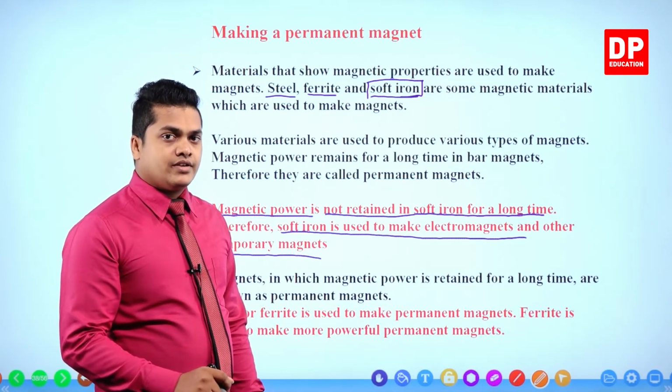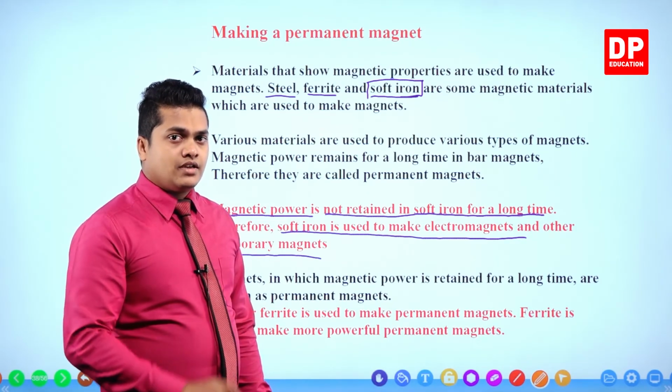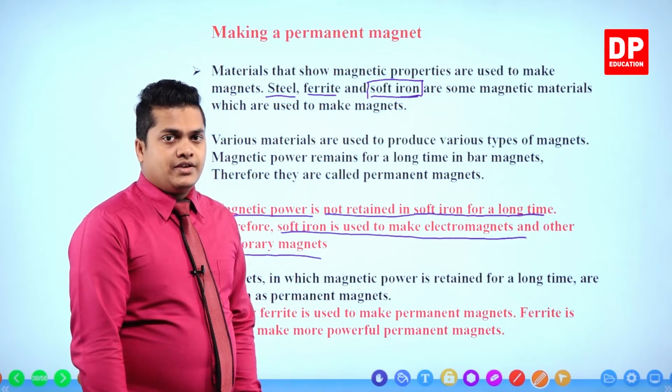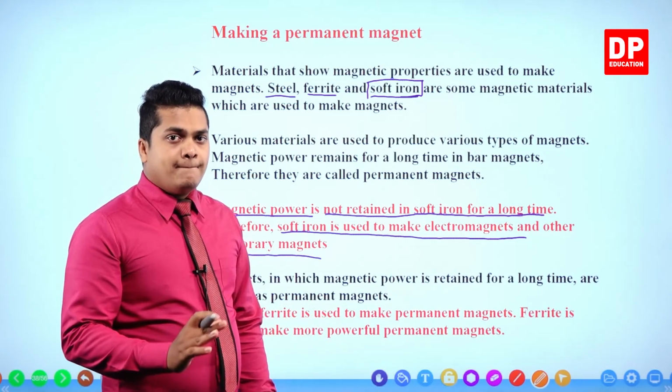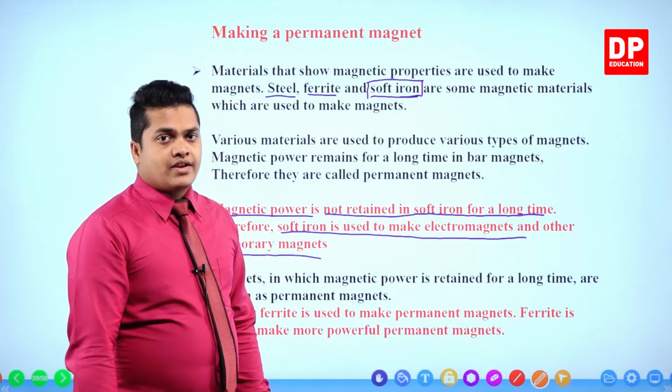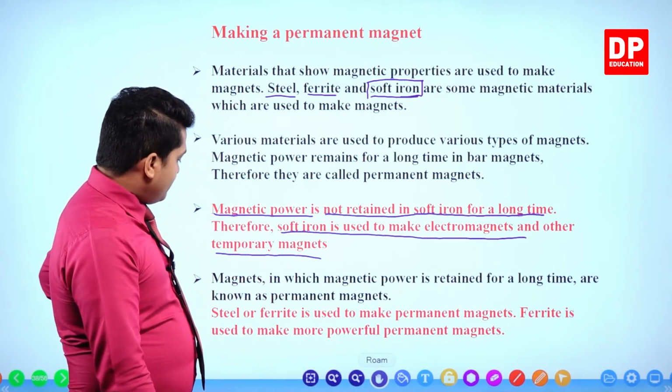When you take soft iron, it doesn't carry the magnetic field for a longer time period. So therefore, soft iron is used to make temporary magnets or else electromagnets. I'll take the slide somewhat up.